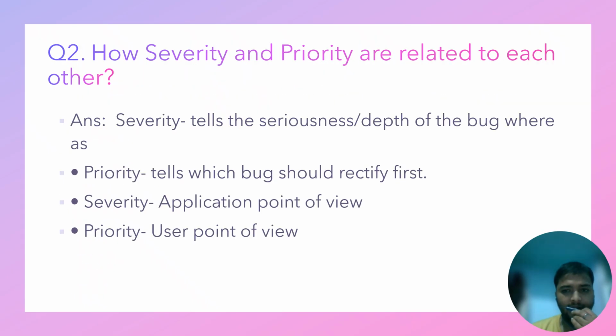How are severity and priority related to each other? Severity tells the seriousness of the bug, whereas priority tells which bug should be rectified first. Severity is from the application point of view, priority is from the user point of view.